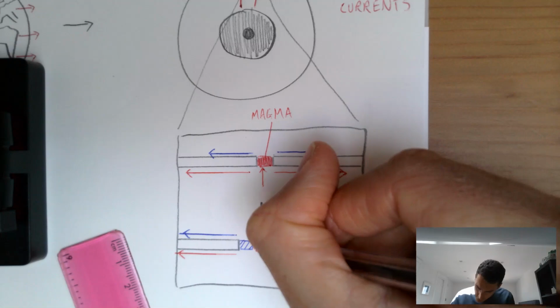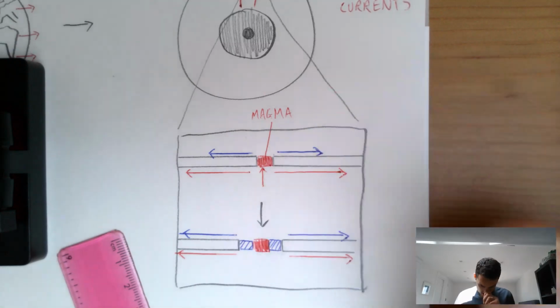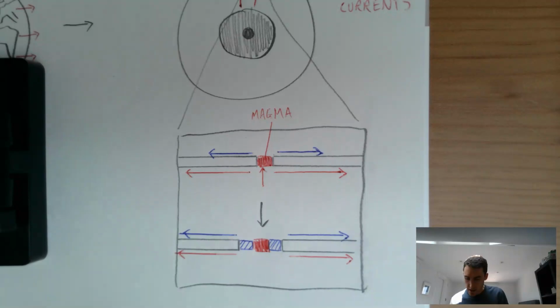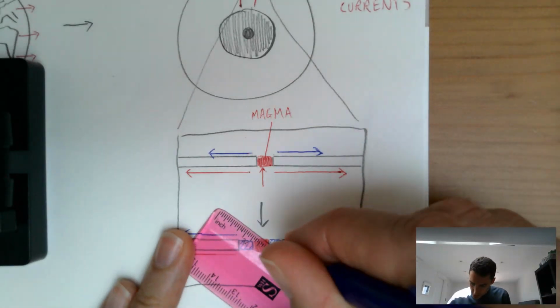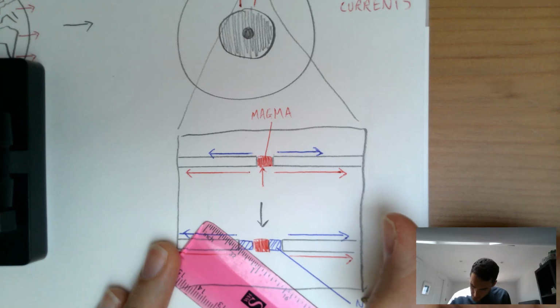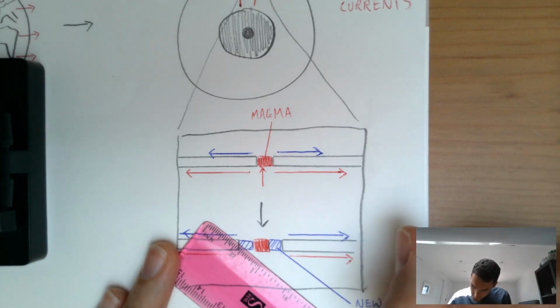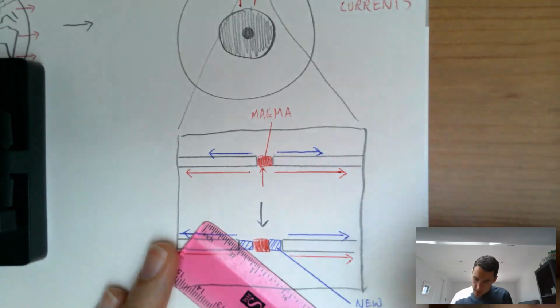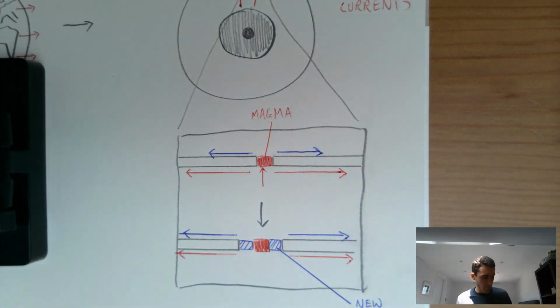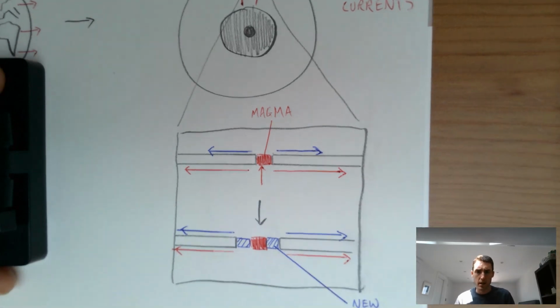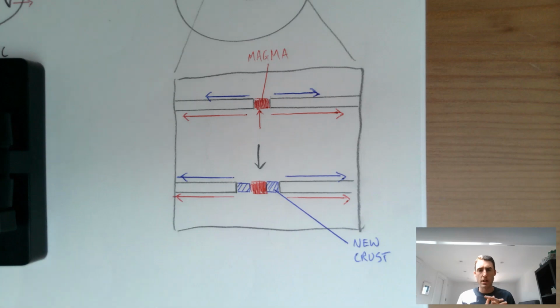So we've got the hot stuff in the middle and the cooler stuff on the outside. And you can label this as new crust, like that. So this is what's going on, and this is what we believe is happening. And I'll just move the camera down so you can see it like that.